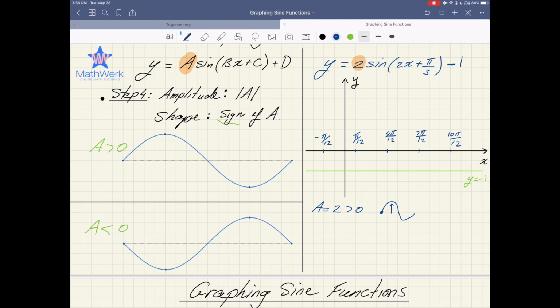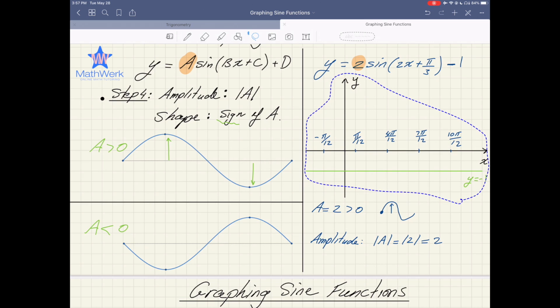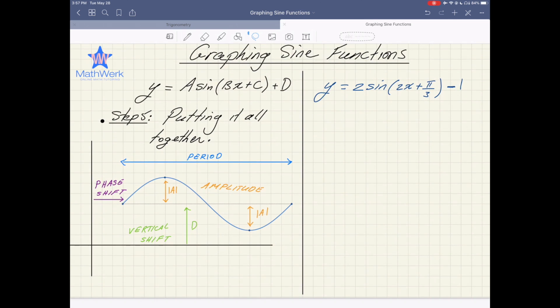Okay? And the next thing we have to figure out is the amplitude. And the amplitude is the absolute value of a, which is the absolute value of 2, and that's 2. And the amplitude tells us how far up or down we're going to go to find the highest and lowest points. In our problem, that's 2. So this is what we have so far, and let's copy this to our next slide and put all the information we've learned together. So here we are.